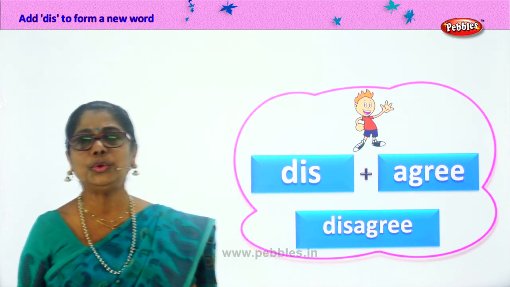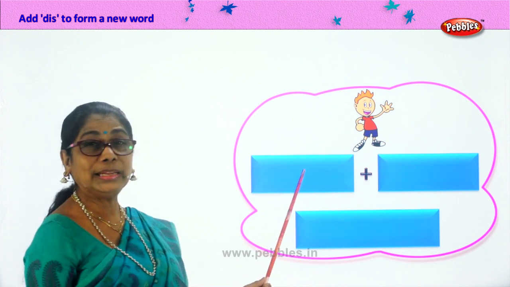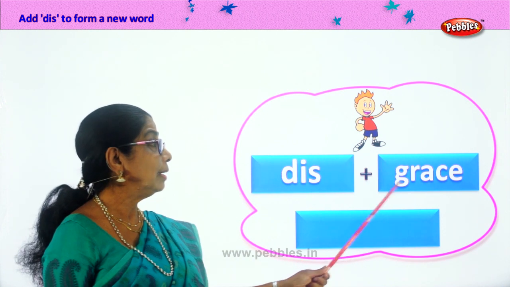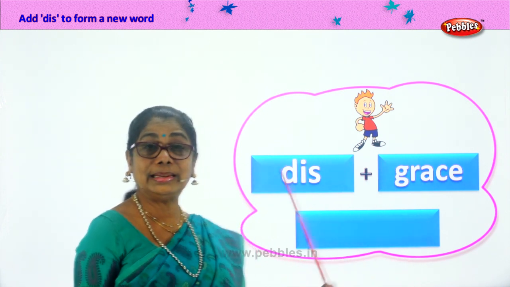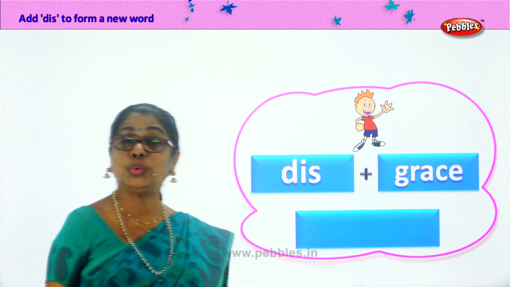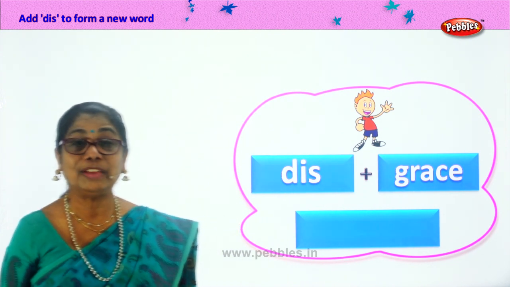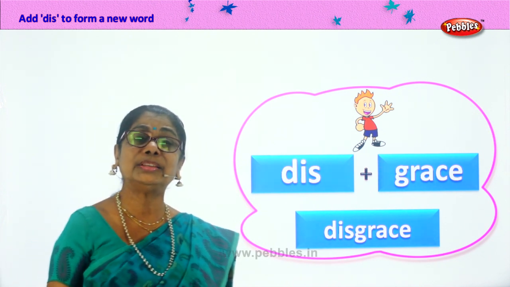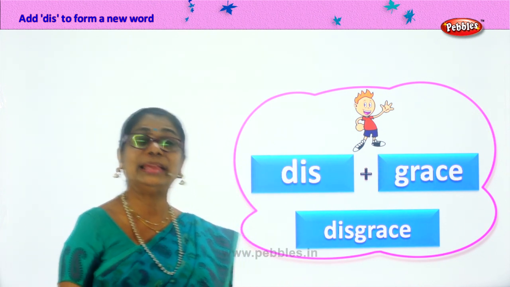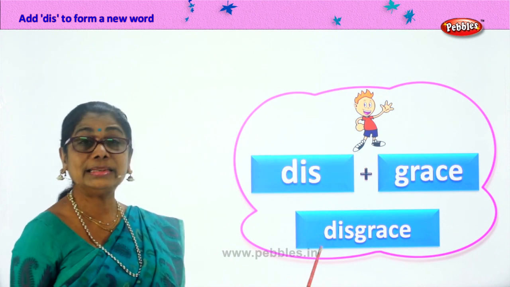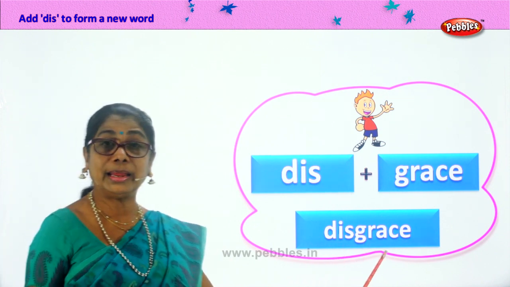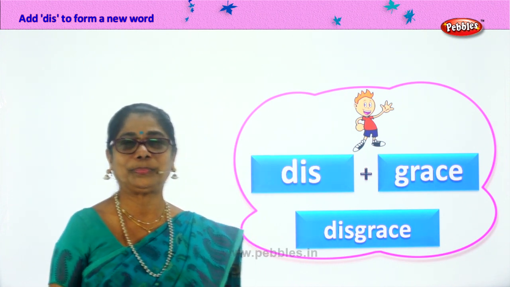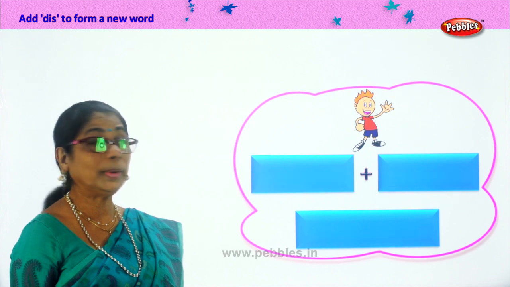Good. Let's look at a new word. Let's place this in front. This plus grace. This plus grace gives you a new word. Disgrace. When you do things that are not proper, then you say, oh, you're a disgrace. You brought shame on the family. Disgrace. Spell disgrace. D-I-S-G-R-A-C-E. Disgrace.